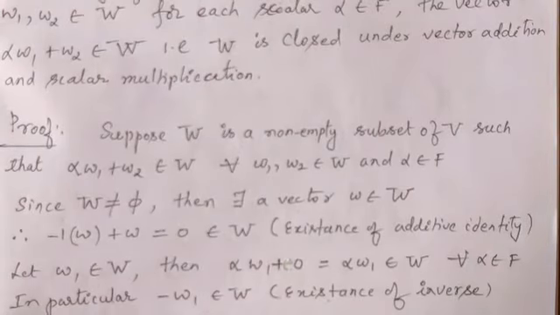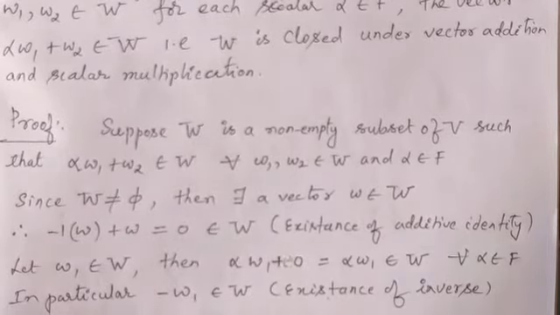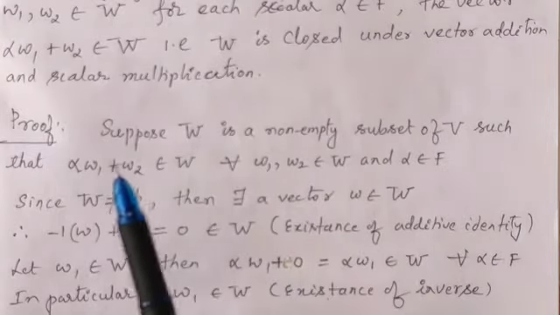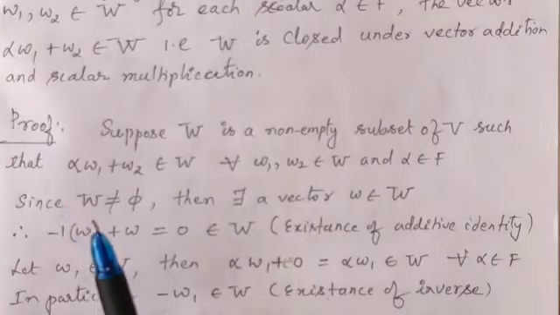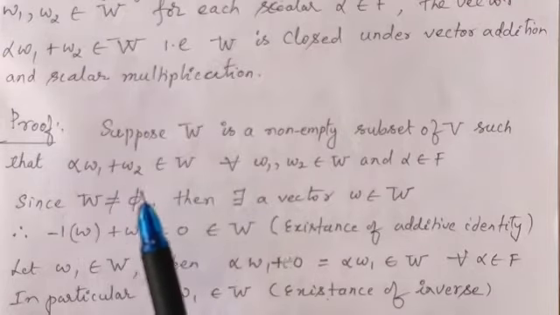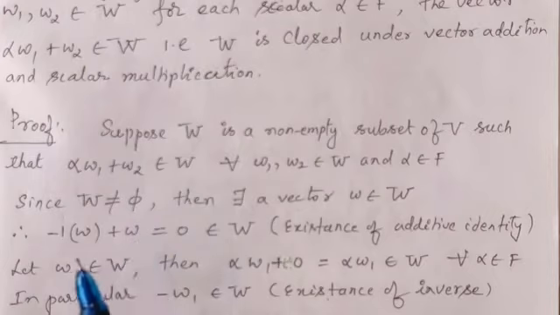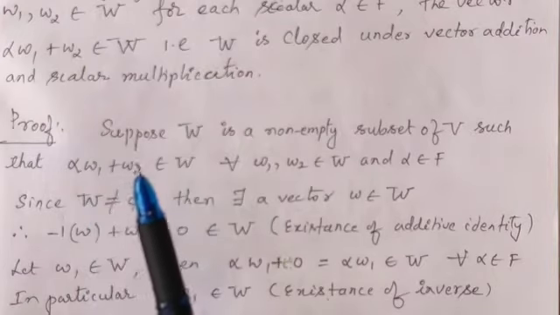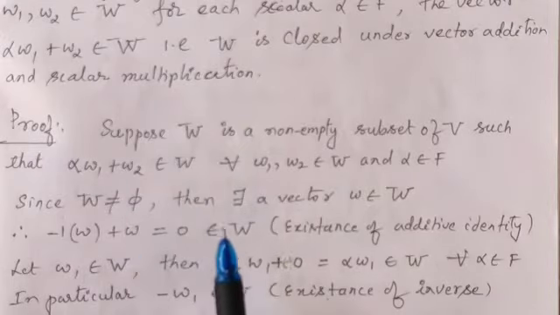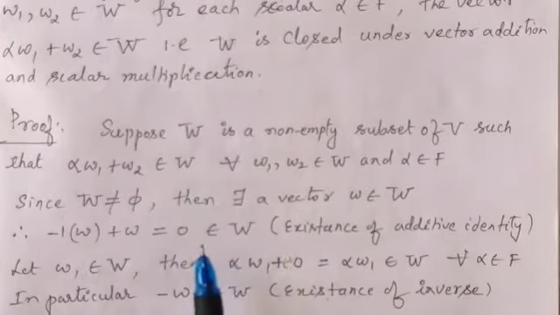First property I will prove like this. Since W is non-empty, we can take a vector. Let us take that vector as W. Therefore I will use this equation now. In place of alpha I will write -1, in place of W1 I will write W, in place of W2 also once again I will write W. So what happens if I do that? I will get 0. Then definitely, according to our assumption, this is in W, therefore 0 is in W.